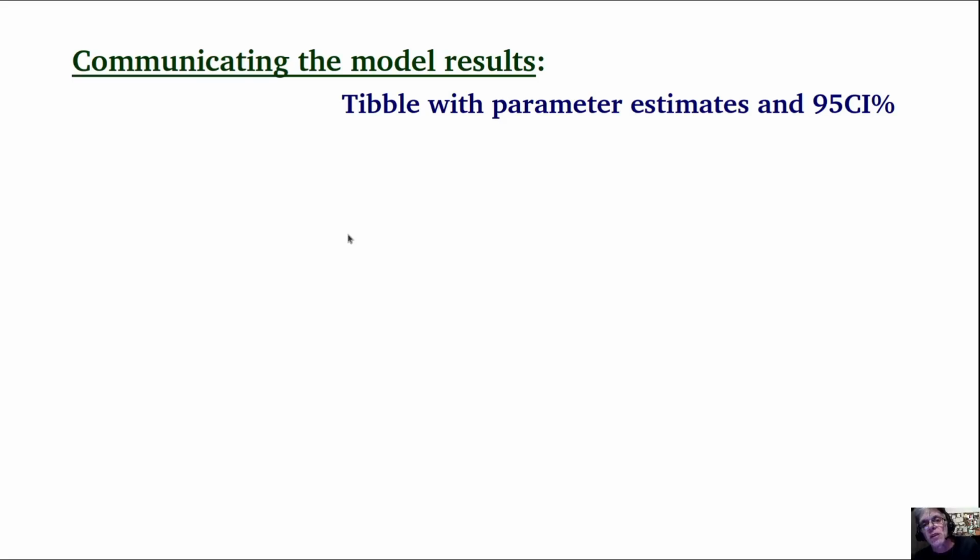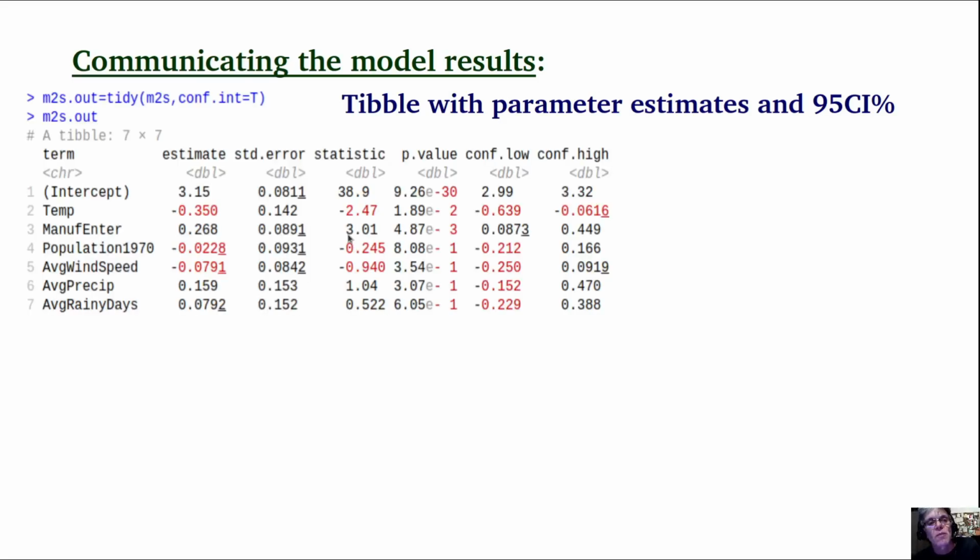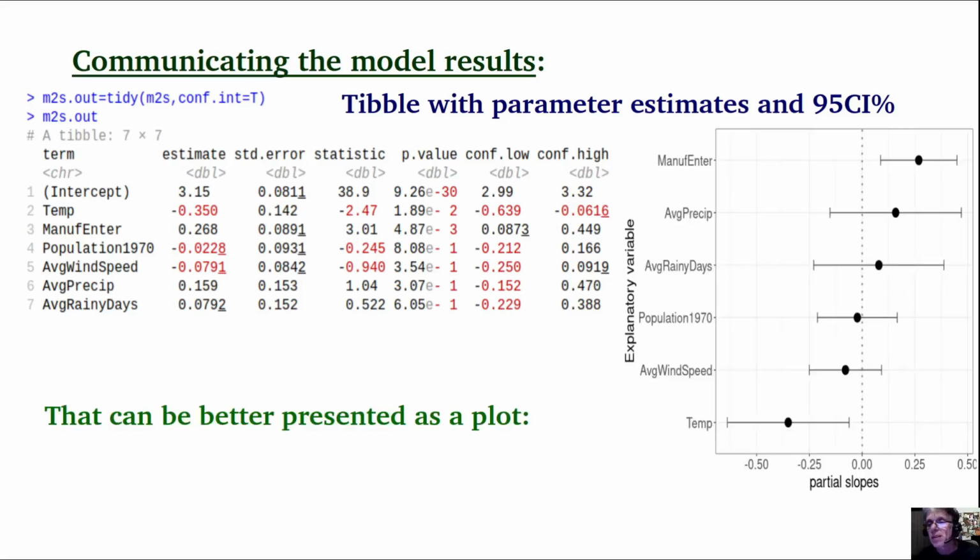In order to communicate the results, we can first of all obtain with the command tidy a table, a type of data frame with the parameter estimates and 95% confidence intervals. This is perhaps better presented as a plot without the intercept. This just summarizes the effect of the variables. So these are the partial slopes for all the variables, and the bars correspond to the 95% confidence intervals of them.